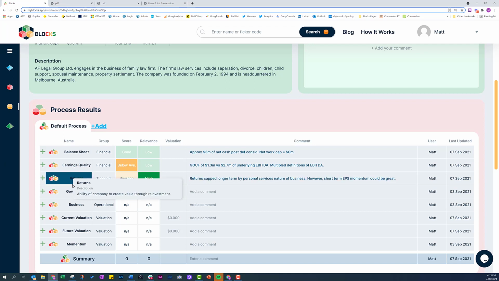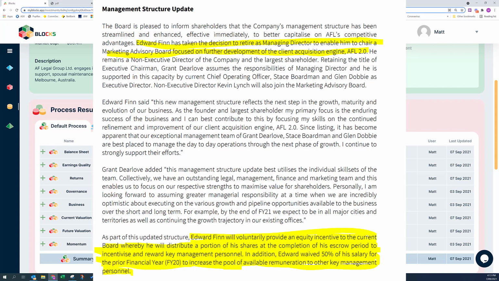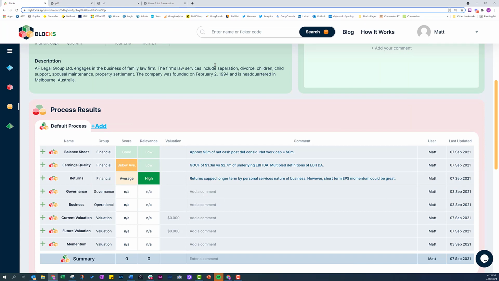Onto the governance factor. This is basically a combination of the quality of the management and the incentive structures in place. In the case of AFL, I haven't followed this stock for long enough to have strong opinions on management. I do think it's interesting that the former MD decided to step down to concentrate on where he thought his operational skills could add value to the business and to donate shares to other directors. So that suggests a certain amount of skin in the game that is often lacking. On that basis alone, I'm going to give it a good rating.